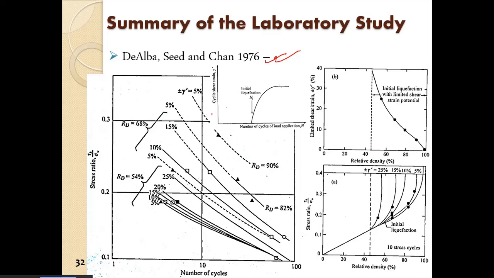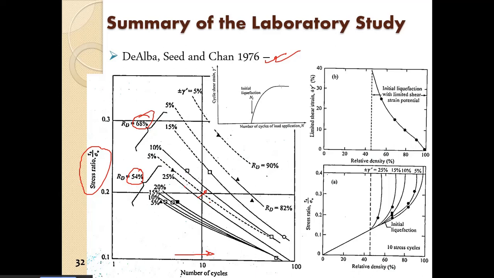All right, so they did tests for various relative densities, and they plotted the stress ratios against the number of cycles for various strains. You can see that with an increasing number of cycles, there is an increase in the strain as well.